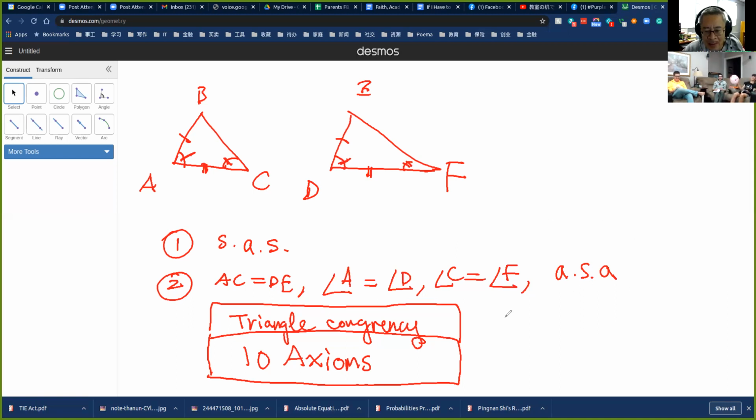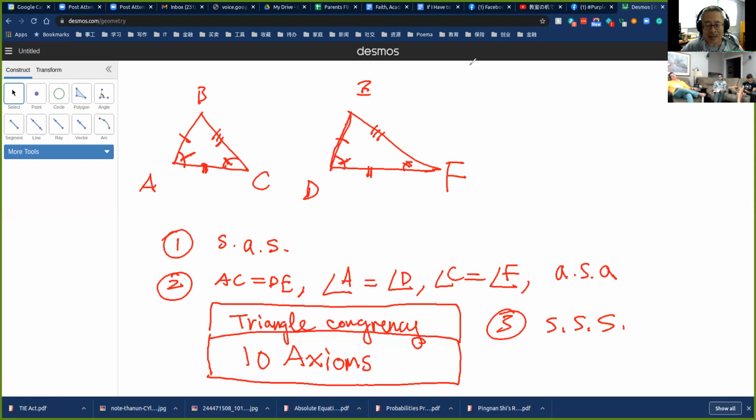So we have side angle side and angle side angle. And the last one is if all sides are congruent, then the triangles are congruent. Okay, so it's not that obvious. To use it, we actually have to prove it. And we have something just a little bit right under the first floor based on the 10 axioms. So that's called side side side.